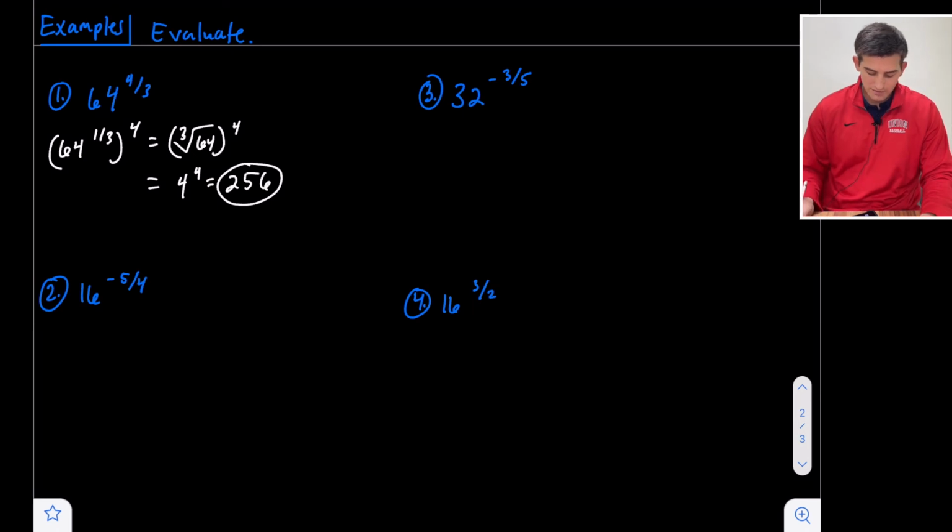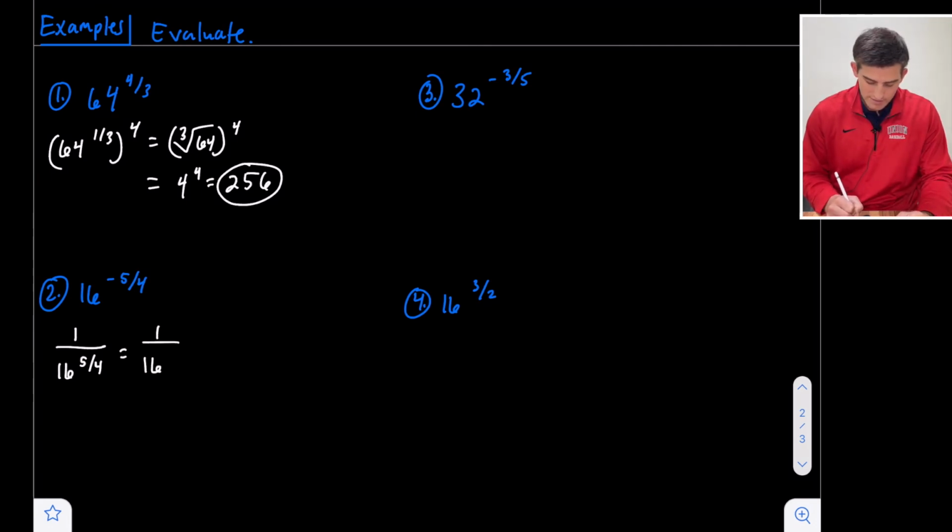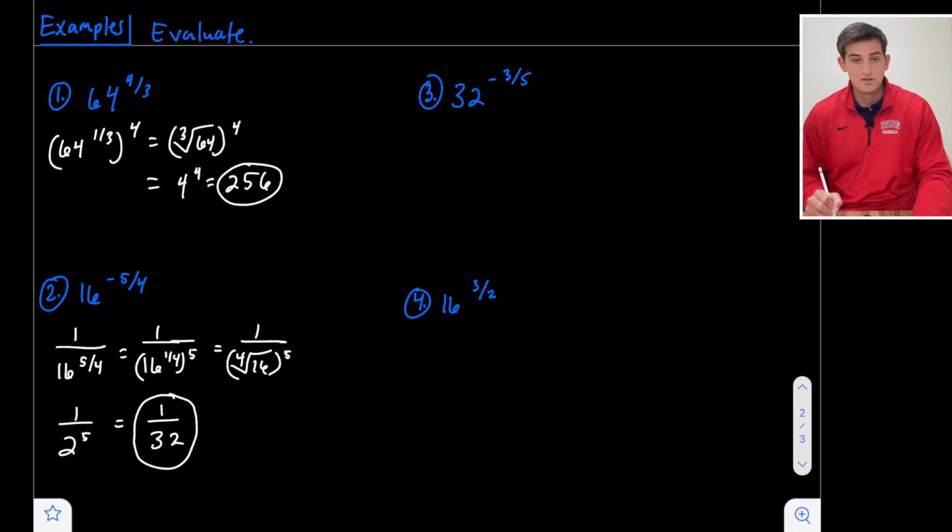All right, number 2, we have 16 to the negative 5/4 power. I'm going to write this as 1 over 16 to the positive 5/4. Now we begin to break that apart: 1 over 16 to the 1/4 raised to the 5th power. In radical form, that's the 4th root of 16 raised to the 5th power. The 4th root of 16, we could type that in our calculator, but you might know that as just 2. Then 2 to the 5th power is 32. So we end up with 1 over 32 as our answer for number 2.